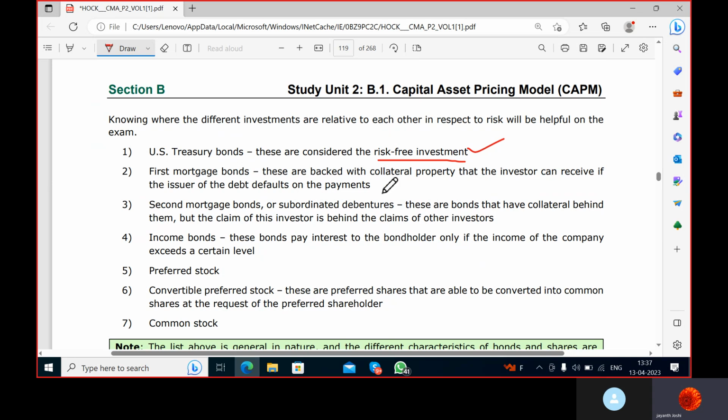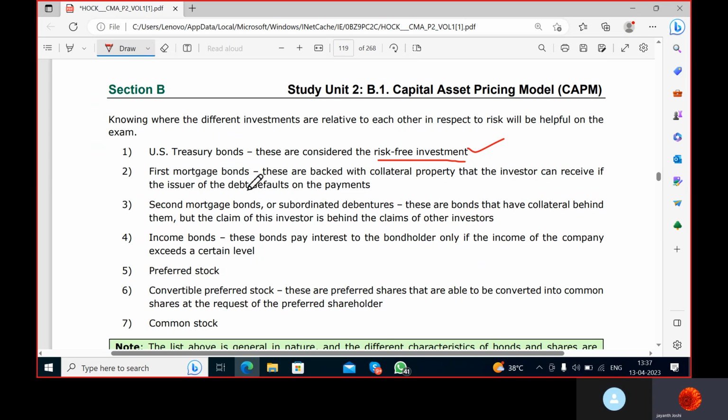So this can be termed as a risk-free investment. All the black money in the world which goes to Swiss banks, again, Swiss banks also buy the treasury bonds, and they do that because they consider this the most secure investment.